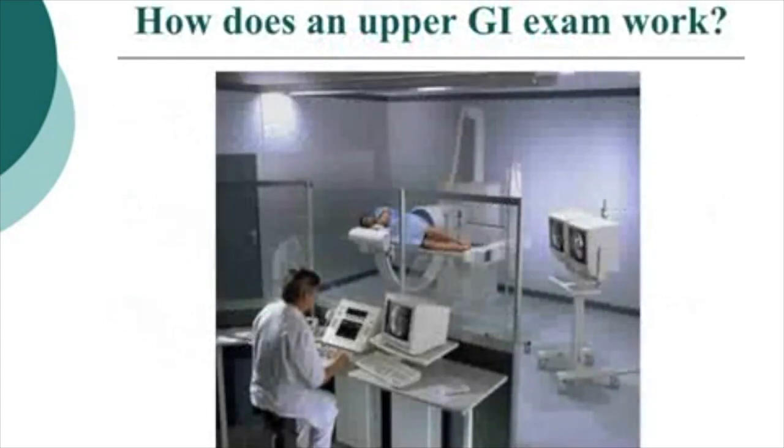Upper GI exams use a special form of X-ray called fluoroscopy. Fluoroscopy provides live radiographic images while switched on. The radiologist, shown here sitting behind a protective screen, uses the equipment to watch the passage of contrast through the upper GI tract and to observe internal organs in motion.